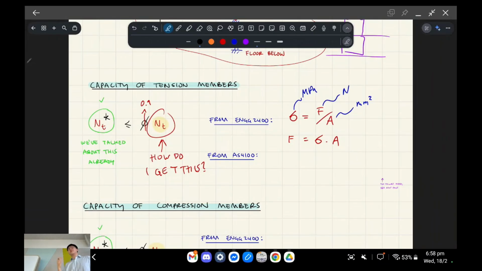Here's where the notation will change depending on standards and whatever, but this is the basic principle. NT is going to be a force, okay? This is basically the max force it can take. That's what we're trying to say. This is the capacity, and that will be in newtons. This stress is going to be Fy. I'll show you that in a second. It's on the next page. Fy is basically its yield strength.